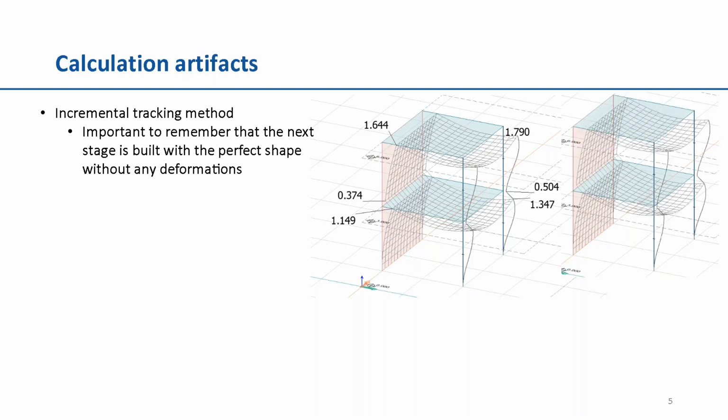in the deformed shape. In this specific situation, the structure is loaded with a vertical load. But since the stiffness between the walls to the left and the columns to the right are not the same, it will result in an uneven deformation. Since the next stage is built with the perfect shape without any deformation, the summation of the results will be a bit strange in the interface between the different stages and also in the total global deformation shape. This may also appear when applying a horizontal load in a construction stage calculation using the incremental tracking method.